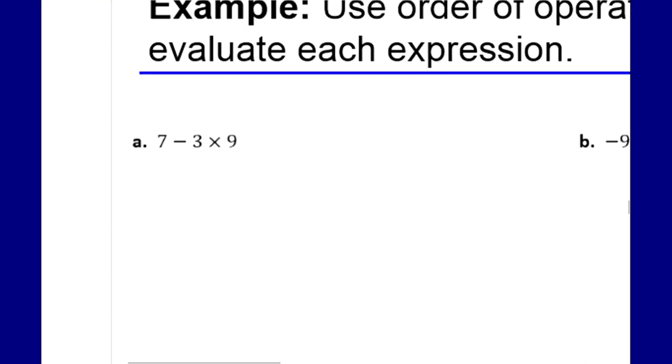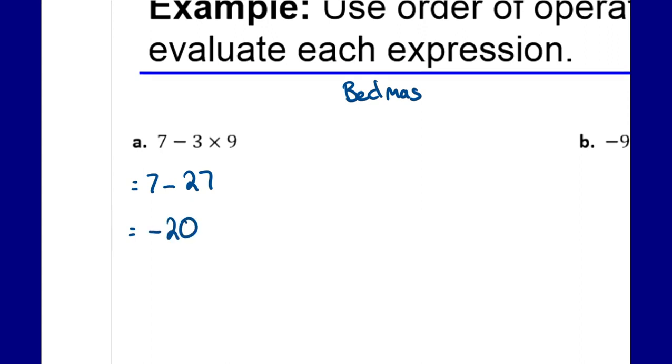So 7 minus 3 times 9. I'm just going to write BEDMAS at the top, so we always have something to refer back to. We don't see any brackets, we don't see any exponents. So we move on to division or multiplication. We see multiplication first, so we're going to do that operation first. We leave the 7, and minus 3 times 9 is 27. So 7 minus 27. Now we only have one operation left, and we get negative 20.